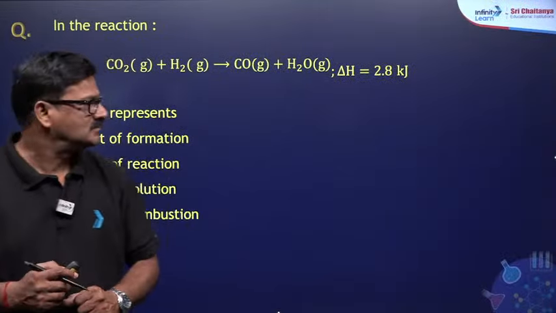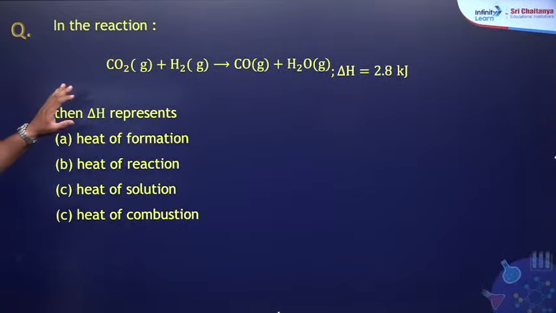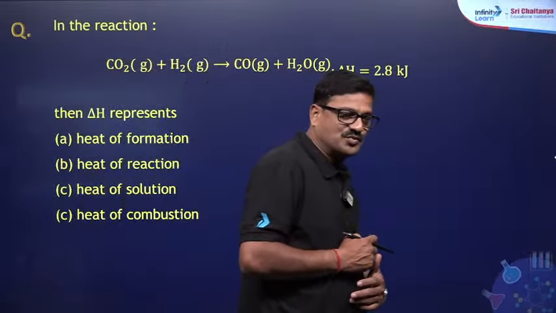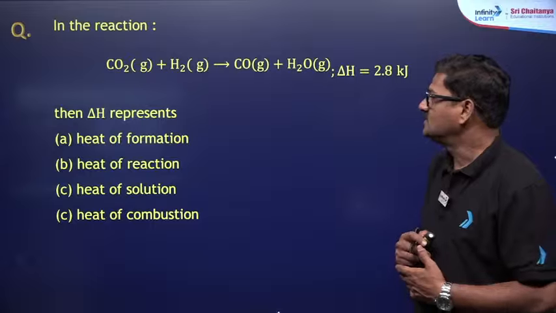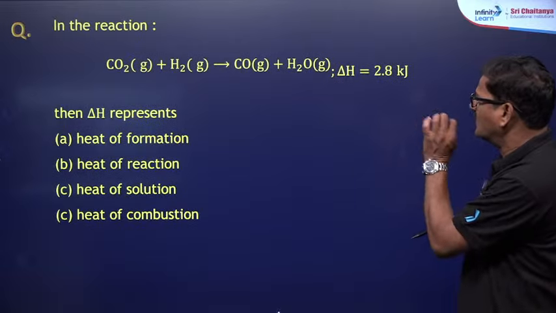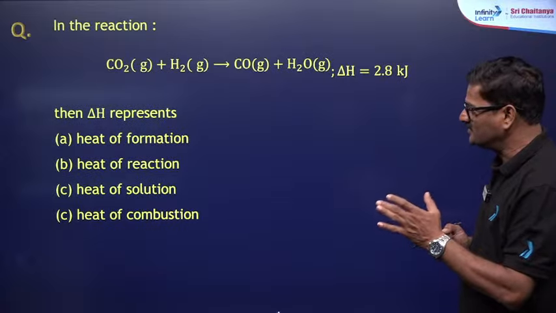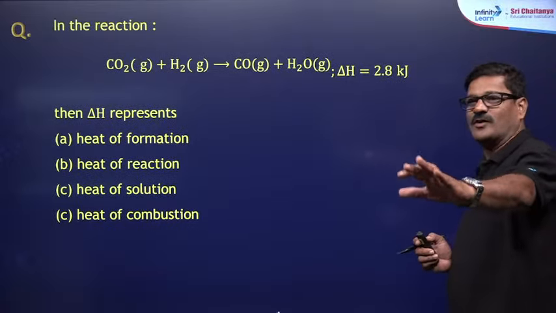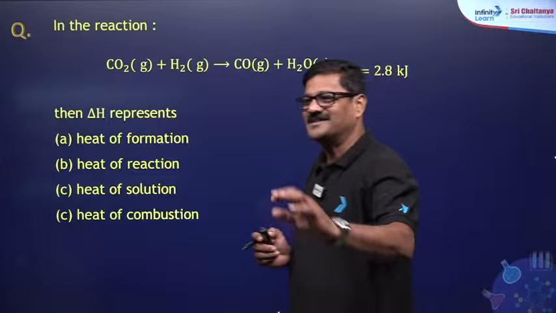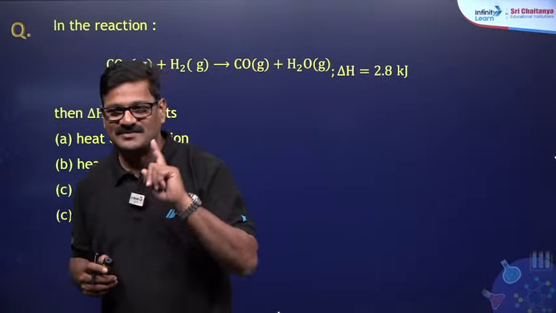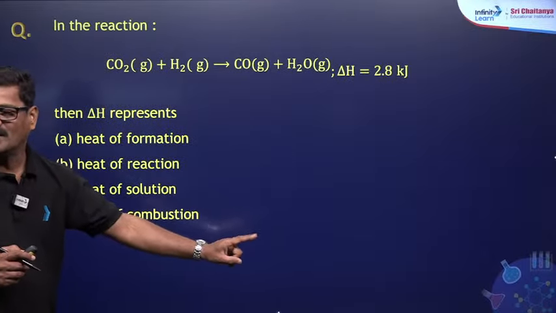All right. Now, in the reaction CO2 plus H2 gives rise to CO plus H2O, delta H is equal to 2.8 kilojoules. So, what does this delta H represent? Heat of formation, heat of reaction, heat of solution, or heat of combustion? I want you guys to give the answer in the chat box. You all know the definitions, no? Just based on definitions, you tell me.